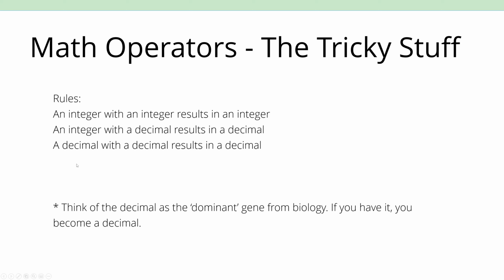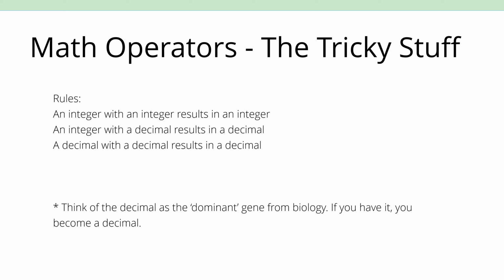Here's a couple of things to remember. An integer and an integer results in an integer. An integer and a decimal results in a decimal. A decimal and a decimal results in a decimal. I like to think of it as mommy and daddy having a kid. An integer and an integer combine and have a kid. What's the kid? It's an integer. Integer and decimal have a kid. What's the kid? Decimal. Decimal and decimal have a kid. The kid's a decimal.